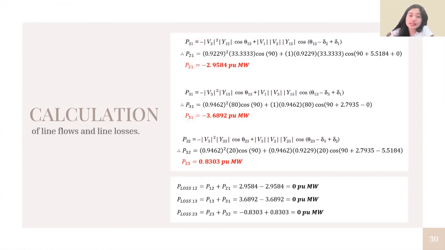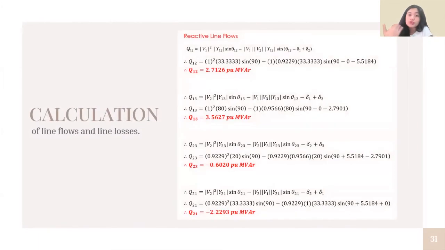And same goes sa ating power loss dun sa ating line 1, 3, and line 2, 3. So this is under sa real power natin. We don't have any losses. Pero if I'm not mistaken, sa reactive power natin is meron. So now, computing for the reactive line flows.